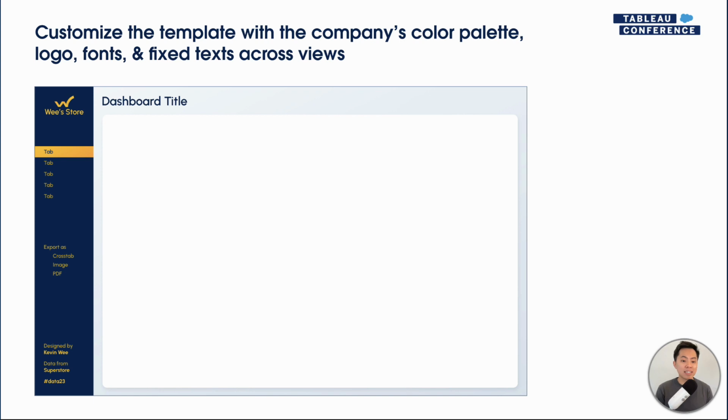I also added text that will be consistent across different views of the dashboard. You can see that on the download section of the navigation panel and the bottom left of the navigation panel, where it's about the designer, the data, and some hashtag. All of these texts won't change from view to view of a dashboard. That's why I keep them in the template. Once you have this edited background image template, you can quickly create the background image for different views of your dashboard by just changing the name of the dashboard and the organization of the white cards like this.